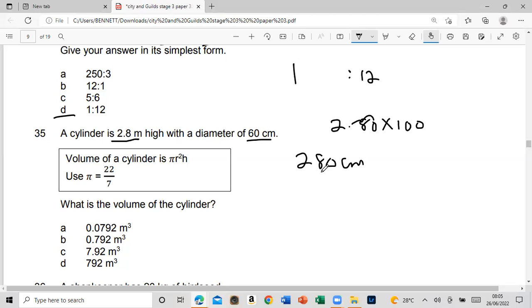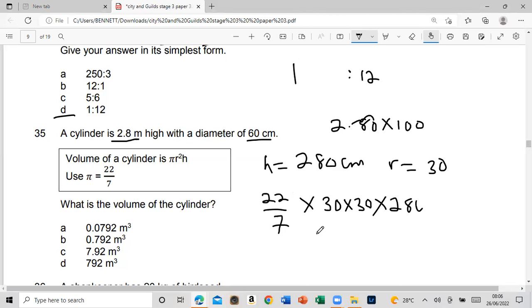Now the diameter is 60, so that means I have to divide by 2 to get the radius. So the radius is 30. So this is how I work with it. This is the formula, pi r squared h. So that's 22/7 times 30 times 30 times 280. Well, if I'm multiplying this, 7 into 7 is 1, 7 into 280 is 40. Based off of this, we know what the answer is going to be: 7,920 thousand. You multiply, but based off of the answer, we know that we'll get 7,920.